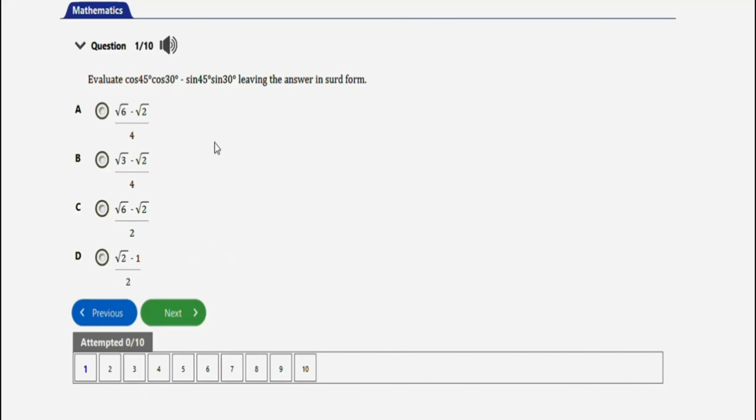The first question I have here says evaluate cos 45 degrees cos 30 degrees minus sine 45 degrees sine 30 degrees. Give your answer in short form. So let's bring a calculator and solve this now. For the purpose of this video, I'll be solving these problems with a calculator to save time, because the scientific calculator is allowed for your mathematics. So let's solve this question.